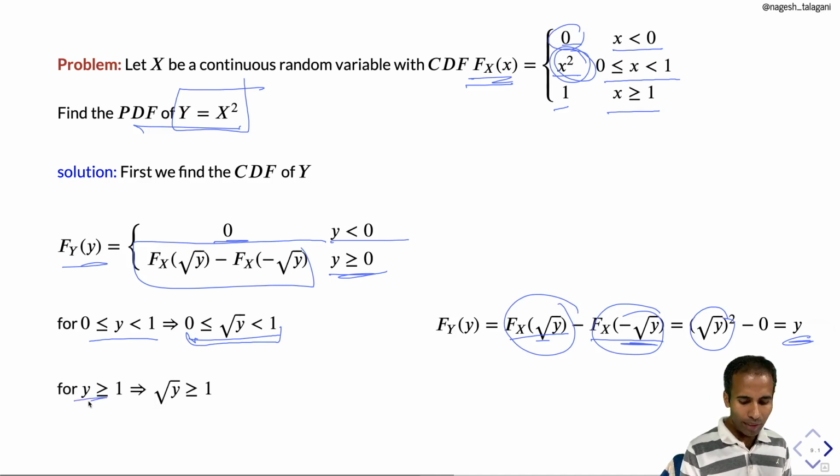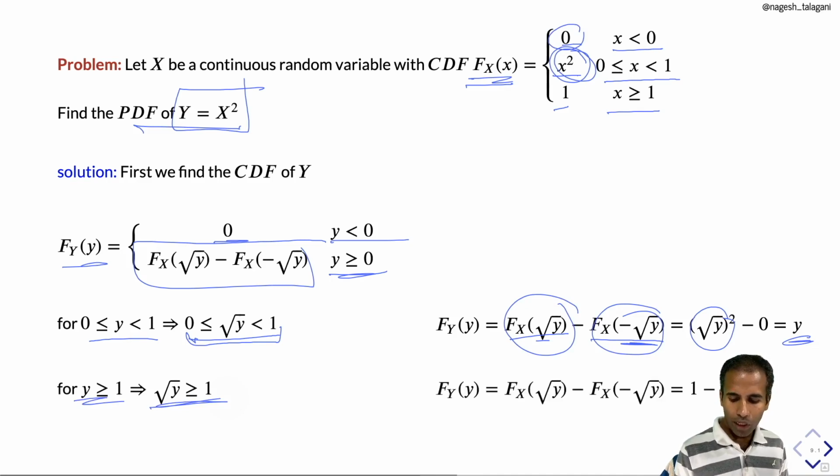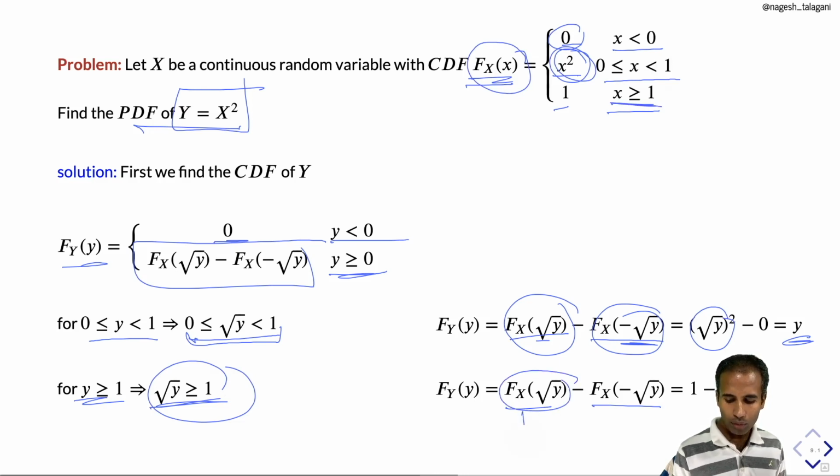Now, for y greater than or equal to 1, root y will also be greater than or equal to 1. Then F_Y of y has the value F_X of root y minus F_X of minus root y. As root y is greater than or equal to 1, we know that the CDF of x is going to be 1 for x greater than or equal to 1. So here we have to use 1. But minus root y is going to be negative, and when it is negative, the CDF value is 0. So here we have to use 0. 1 minus 0 is going to be 1. Okay, fine.